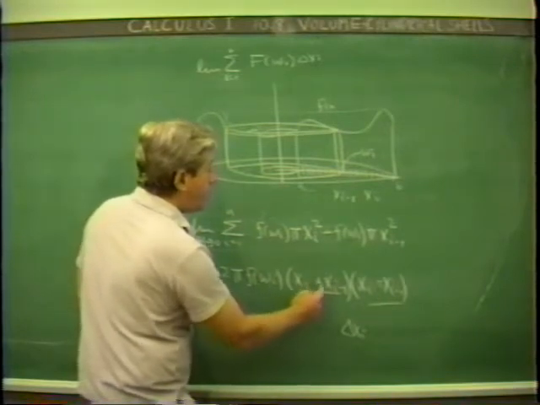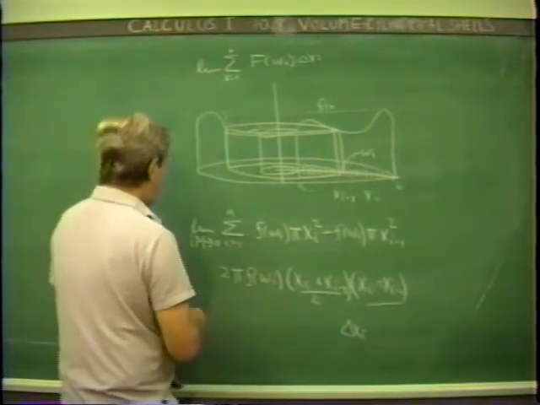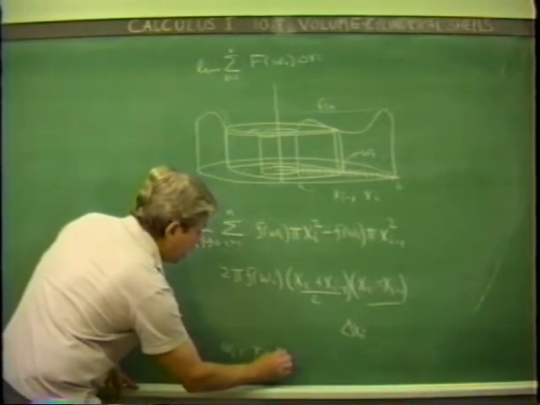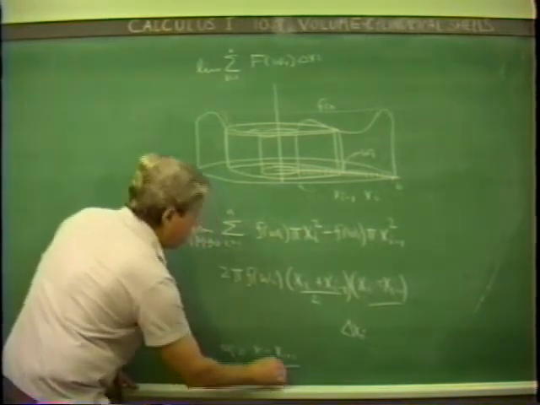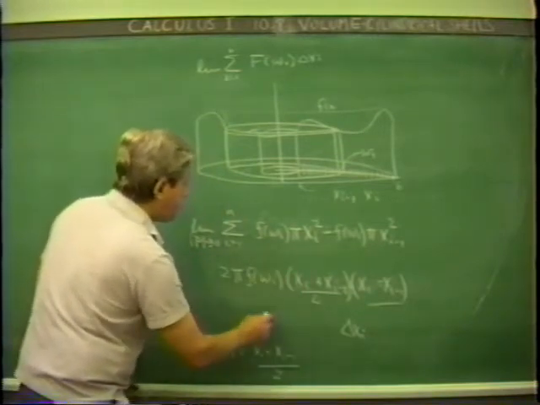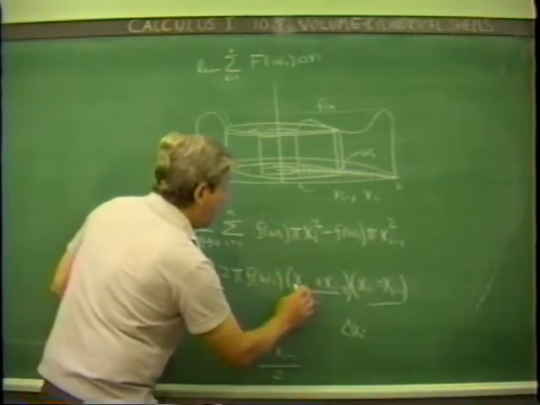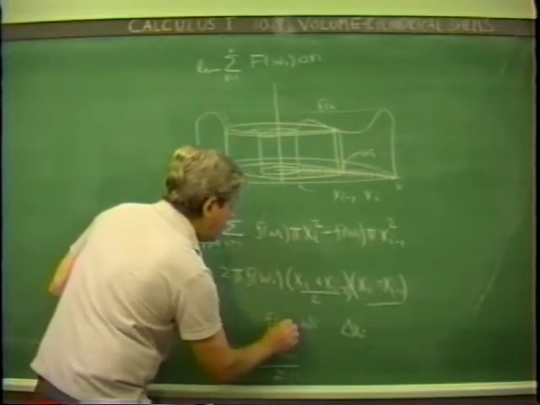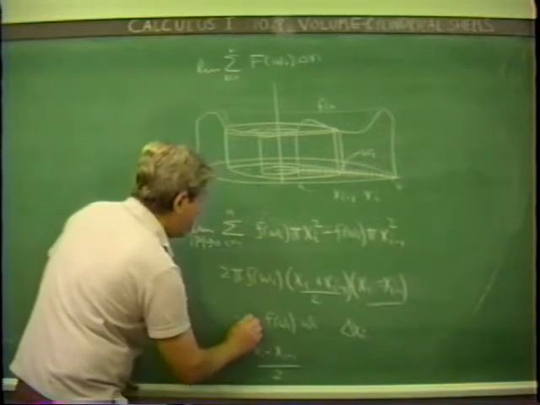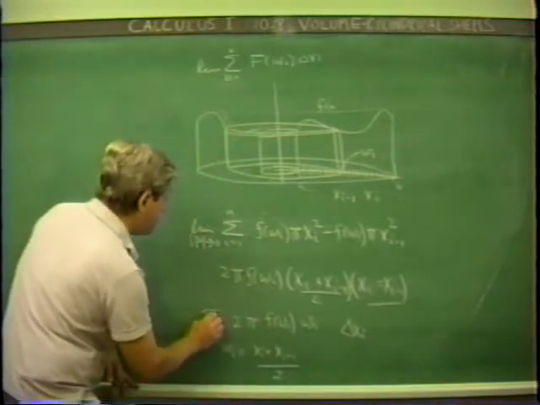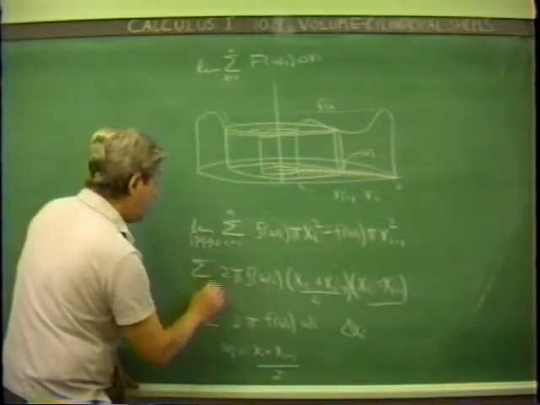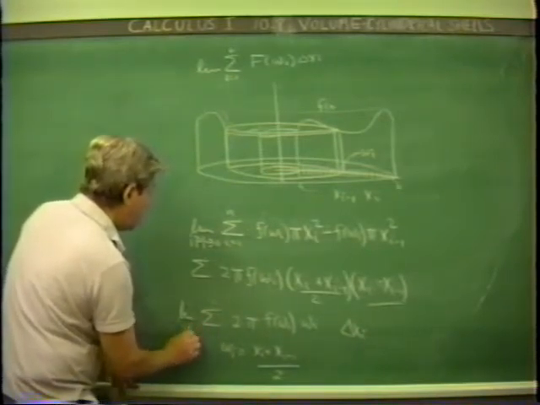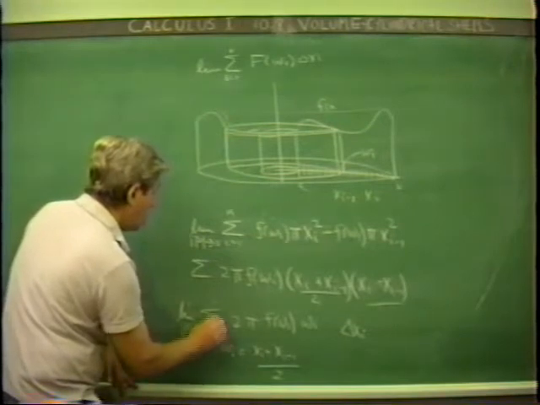And now let's choose for our points wi the midpoint between xi and xi minus 1. So if wi is equal to xi plus xi minus 1 over 2, then this becomes wi times f of wi times 2 pi. And we want to sum this up, just as here, and take the limit as the norm of the partition goes to 0.